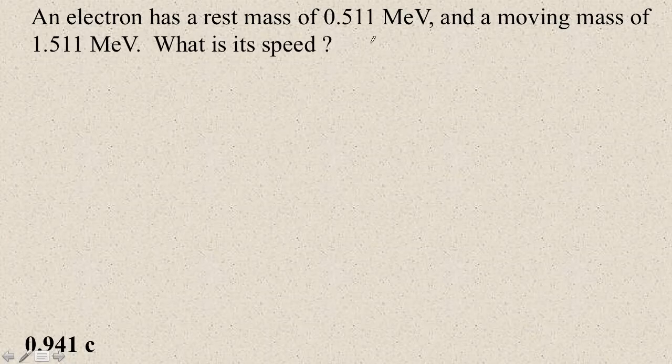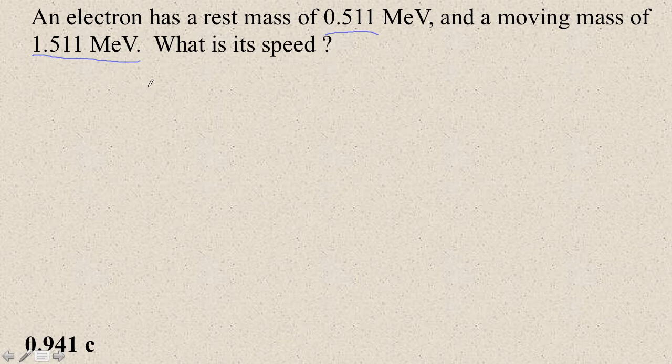An electron has a rest mass of 0.511 MeV. We've sped it up so that its mass is dilated to this much, right? Now, this is actually a very simple problem. We're going to solve it the same way we do the other ones. But let me just point something out here.